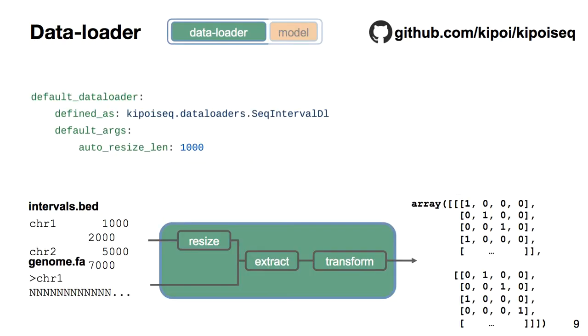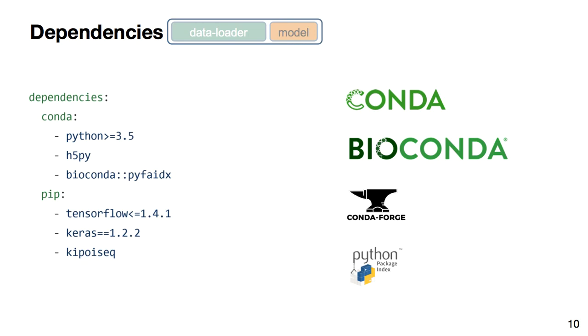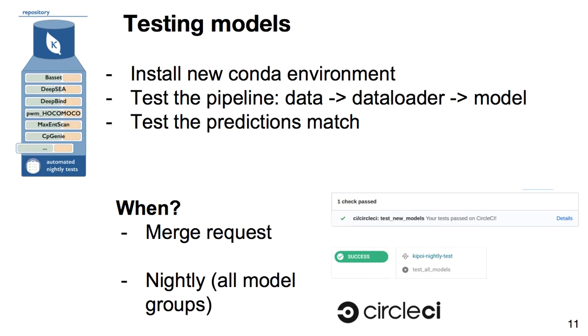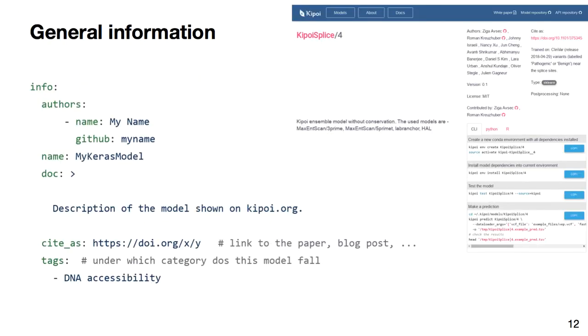Models come along with data loaders, which abstract and unify the preprocessing of data stored in bioinformatics file formats, yielding numerical representations that can be used as model inputs. We use Conda to manage dependencies. Models are subjected to nightly tests and tests on merge request using a continuous integration service, thereby ensuring that all models are executable and yield reproducible outputs on test datasets. General model information, including a simple application classification, facilitates the browsing of models on the repository website.